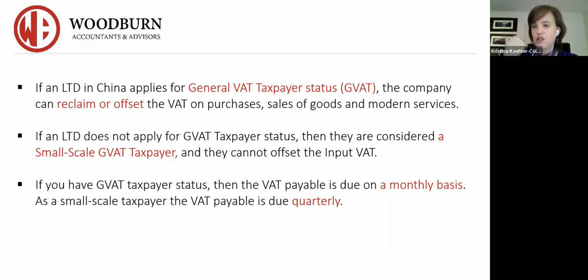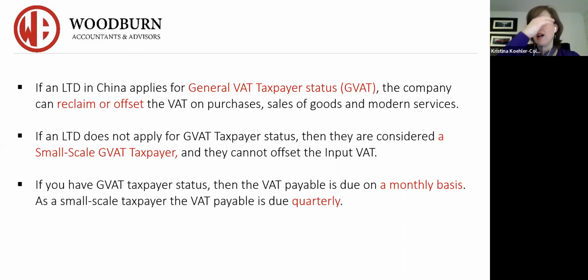And once you're registered with the tax bureau, you need to indicate to them what status you want for VAT. Do you want to be a small scale taxpayer, or do you want to be a general VAT taxpayer? The main difference between the two is that as a small scale taxpayer, you cannot offset the VAT that you make on purchases, whereas a general VAT taxpayer can offset or reclaim the VAT on purchases.